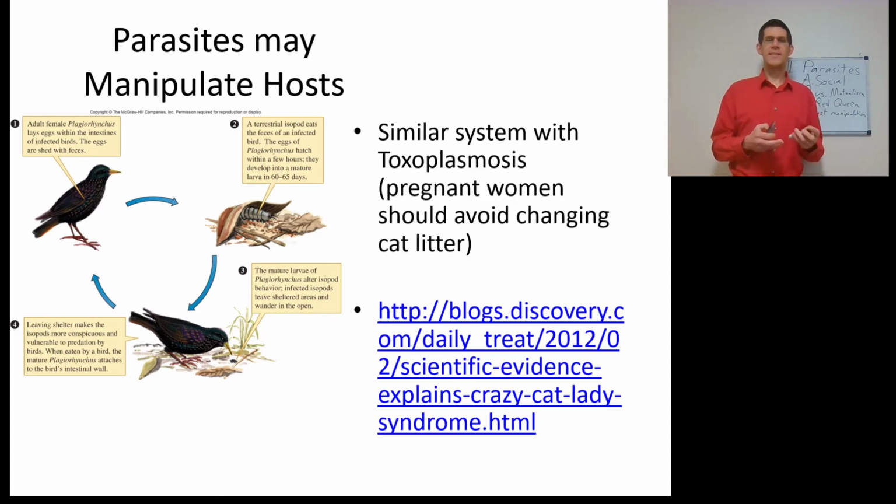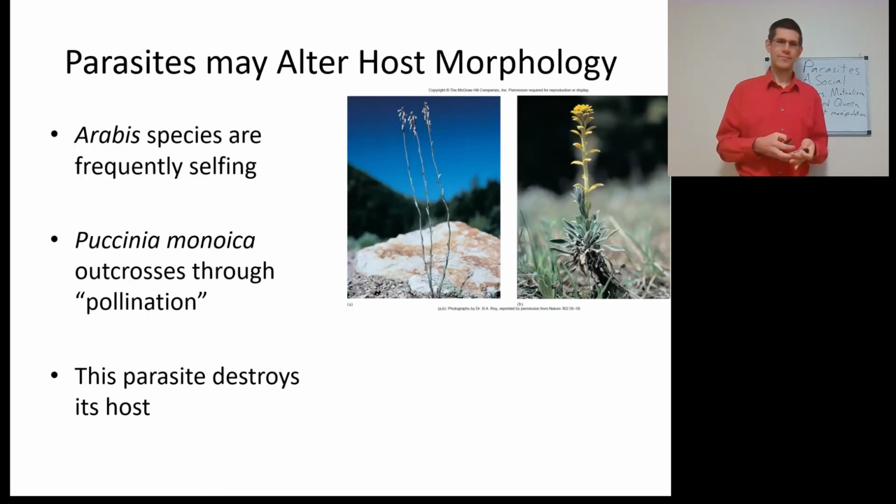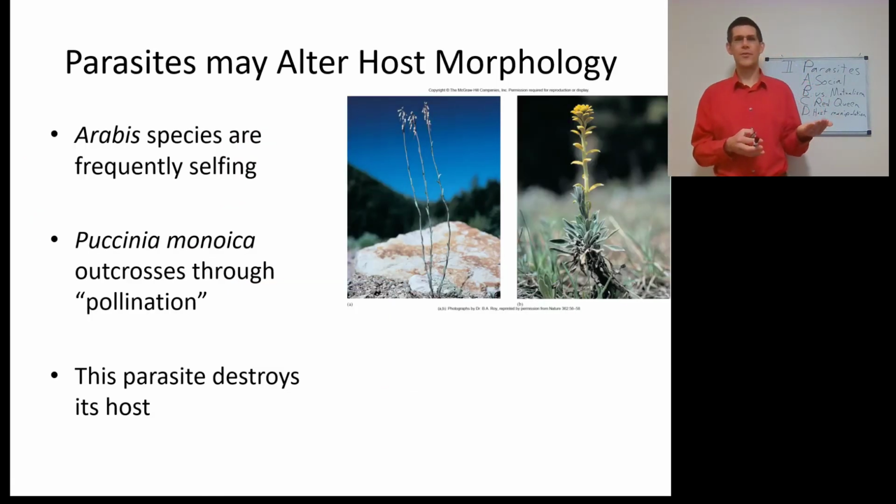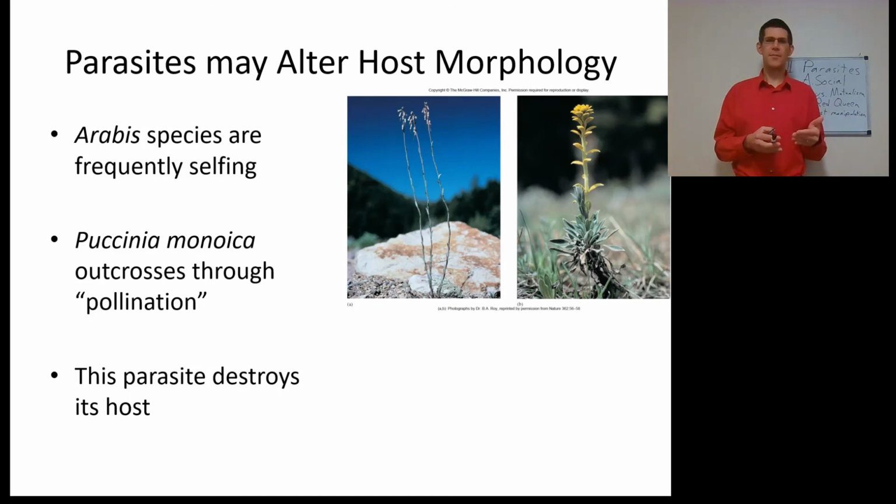It's believed that the crazy cat lady syndrome is actually because women who have been infected with toxoplasmosis now aren't really afraid of the smell of cat urine. They even enjoy it, and thus they go and get themselves more cats, which is an interesting way of thinking about it. Parasites might also alter the host morphology, so not just behavior, but shape.